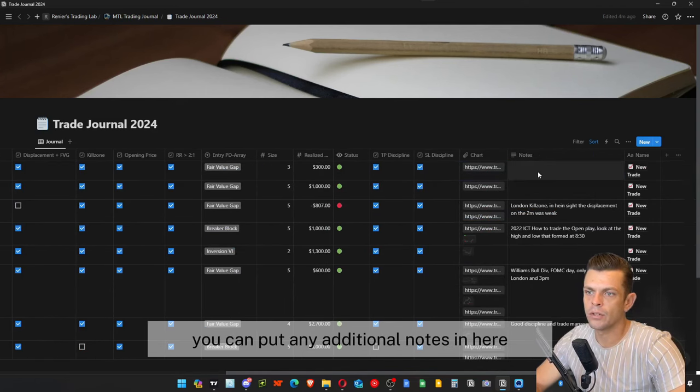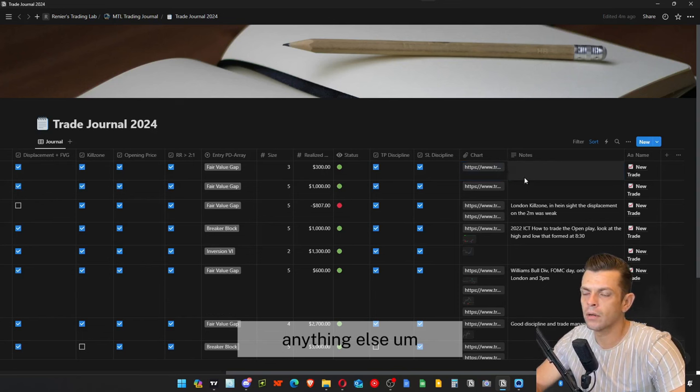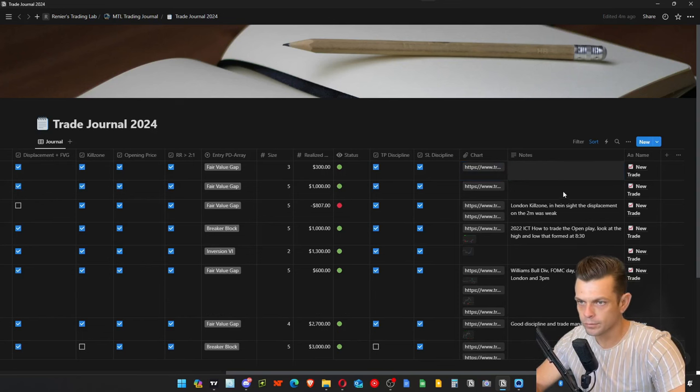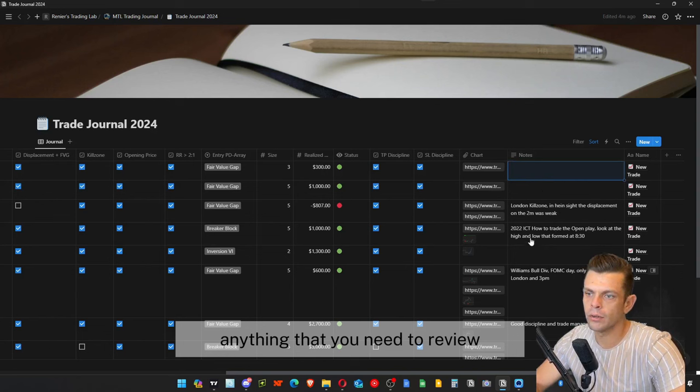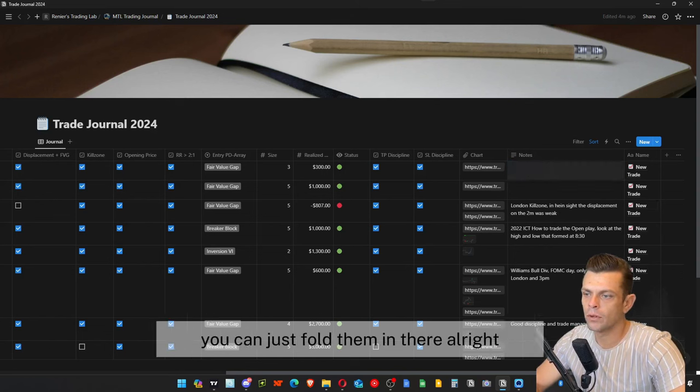You can put any additional notes in here, anything else, how you felt during the trade, anything that you need to review, any important notes, you can just fill them in there.